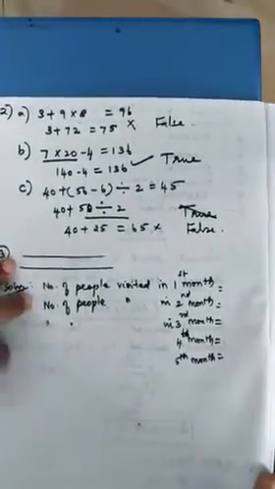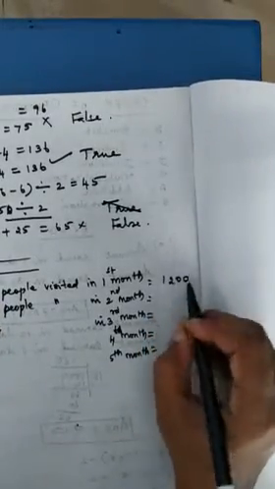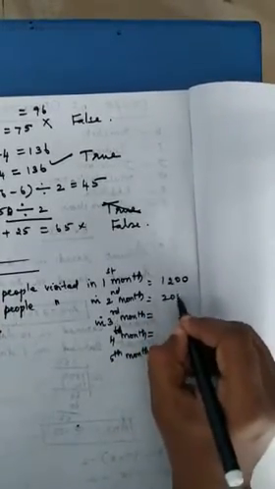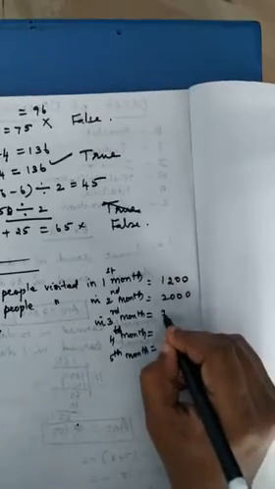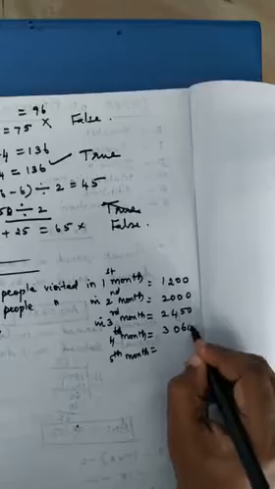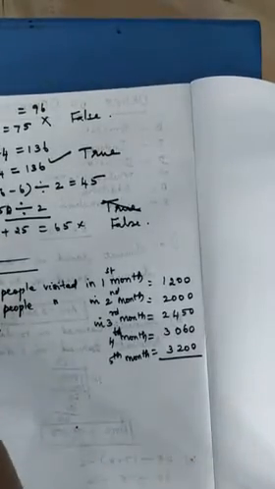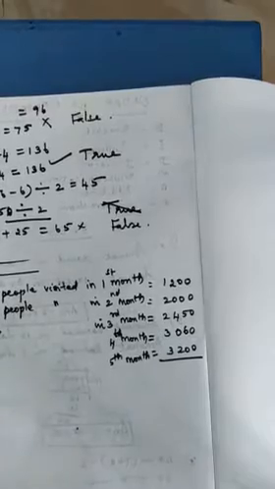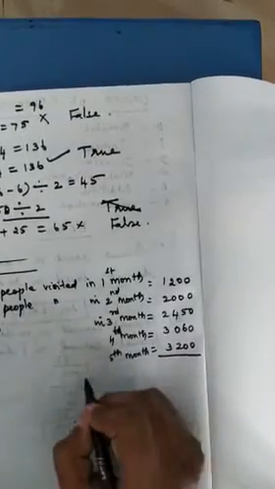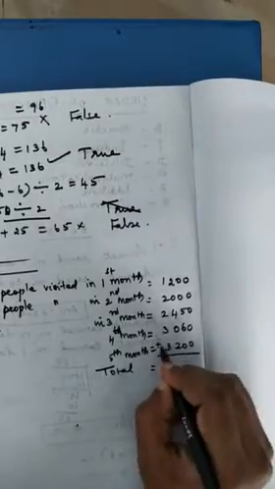Now first month, how many people came? 1200. Then 2000 people. Then 2450. Then 3060. And finally 3200. They are asking how many people visited in the last 5 months. That means it will be total. So they are asking total. You have to add all this.